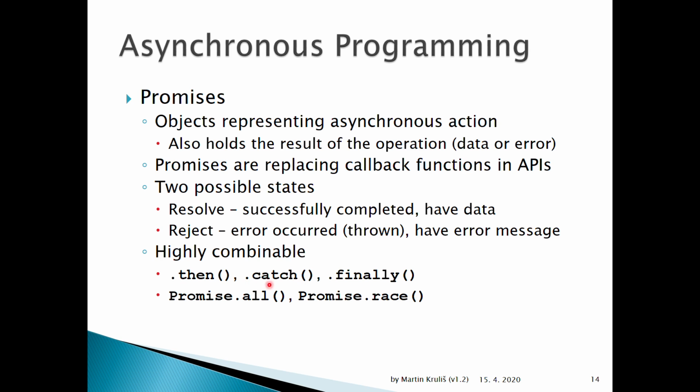Similar goes to catch, which is used to handle rejection, and finally, which is triggered when the promise settles, no matter the result. Also, there are special methods like Promise.all and Promise.race, which are used to aggregate promises together. For instance, Promise.all expects an array of promises and yields another promise that represents all the promises in the array, meaning once all the promises in the array are resolved, the final promise is resolved as well, and it will hold all the values of all internal promises as an array.